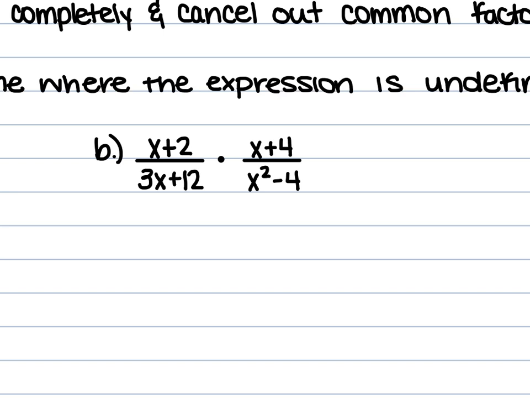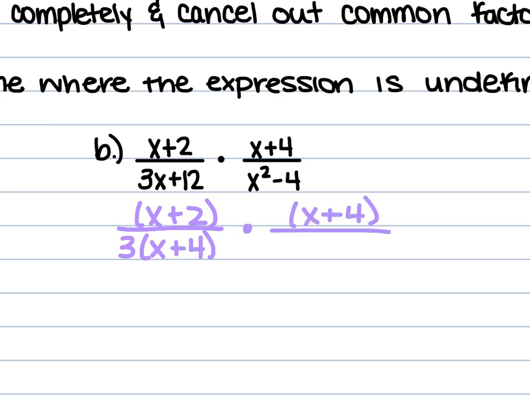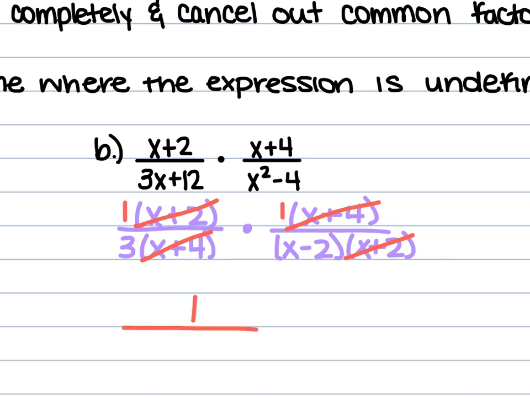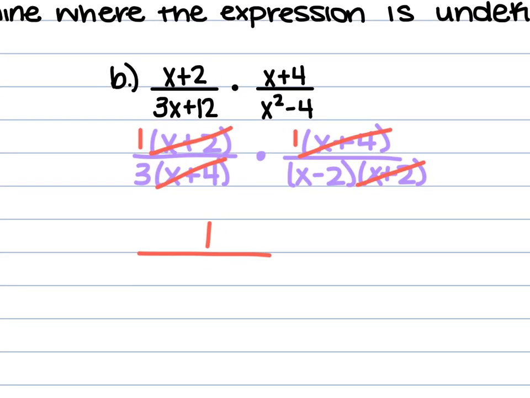x squared minus 4. I like to factor before I multiply. So if I factored before I multiplied, it would give me x plus 2 over 3 times x plus 4 times x plus 4 over x minus 2 times x plus 2. I'll realize that my x plus 2's are the same, so these would cancel out. Same thing with those x plus 4's, they would cancel out. So the only thing I have left in my numerator would be a 1, and in my denominator I have 3 times x minus 2, so I'm going to leave it 3 times x minus 2.